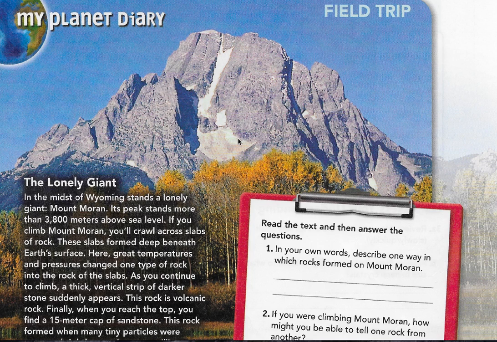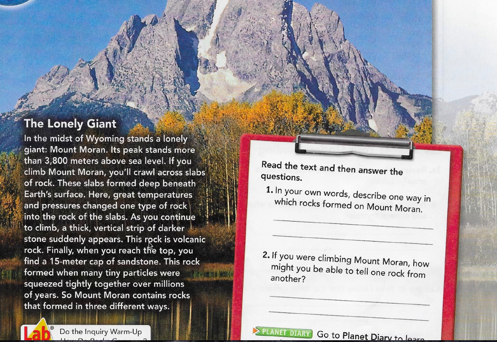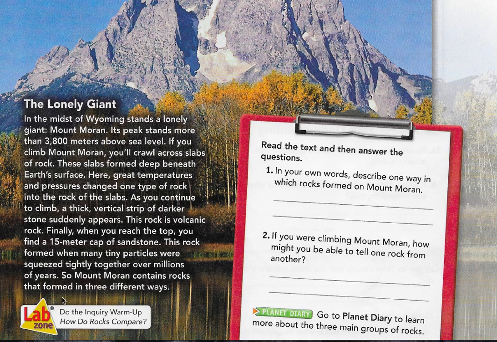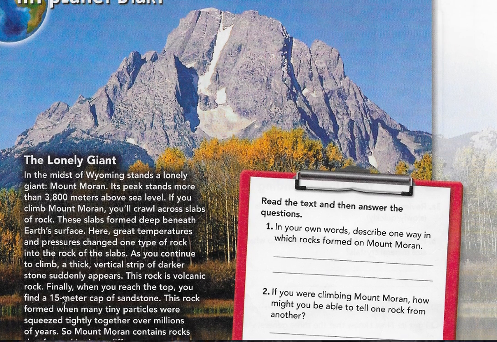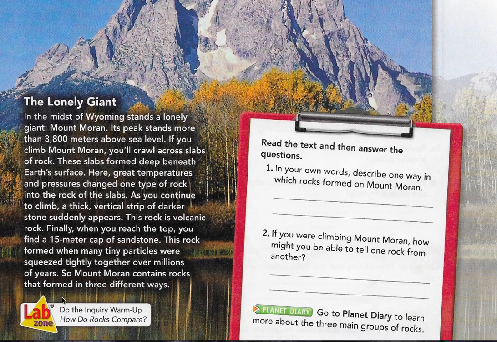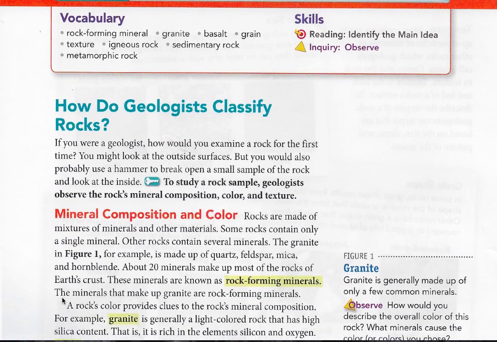As you continue to climb, a thick vertical strip of darker stone suddenly appears. This rock is volcanic rock. Finally, when you reach the top, you find a 15-meter cap of sandstone. This rock formed when many tiny particles were squeezed together over millions of years. So Mount Moran contains rocks that are formed in three different ways. Pretty cool.